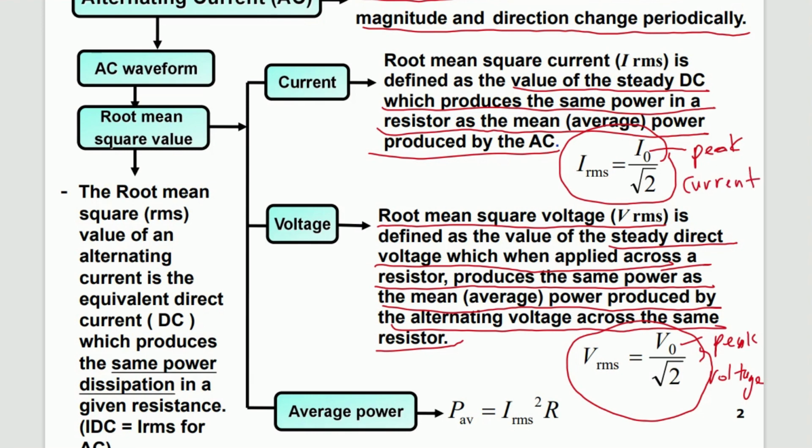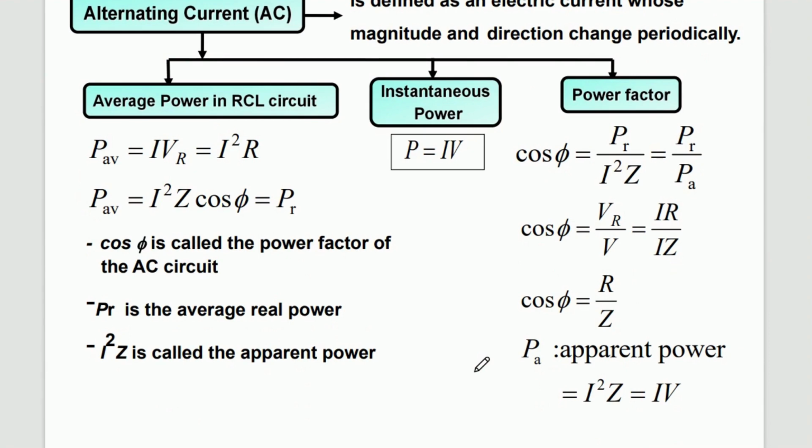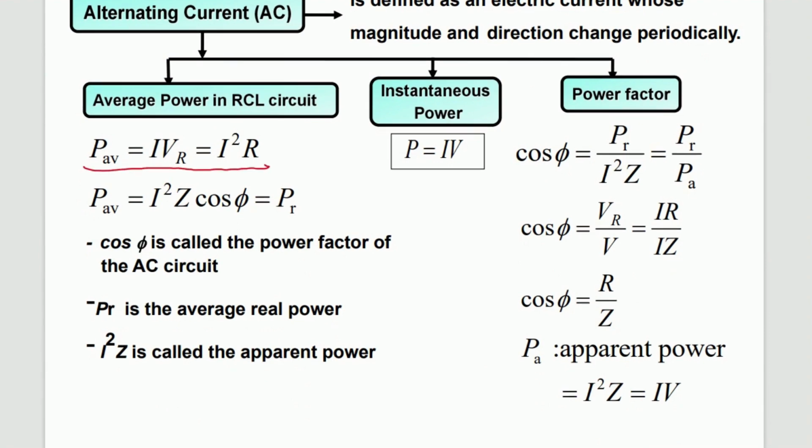Then we have average power. The general formula for the average power: P average equals I RMS squared R. The other formula for the average power in an RCL circuit: P average equals I VR equals I squared R. This is the first equation. After we modify it, P average equals I squared Z cos phi equals PR. This is the second formula for average power.